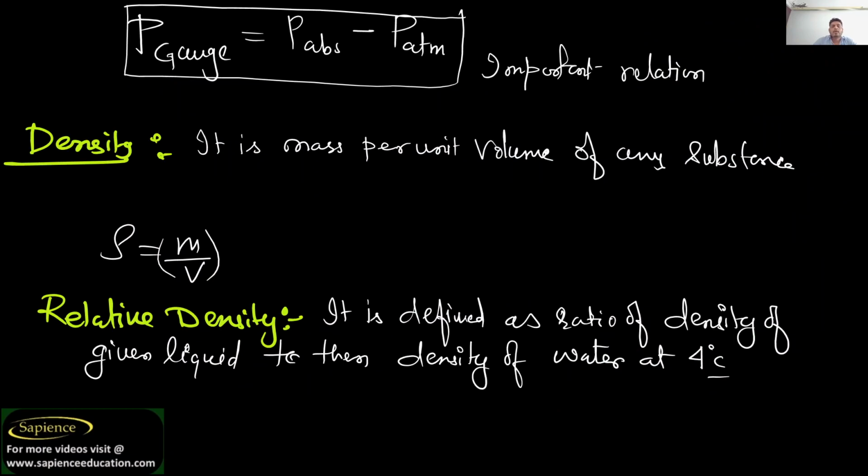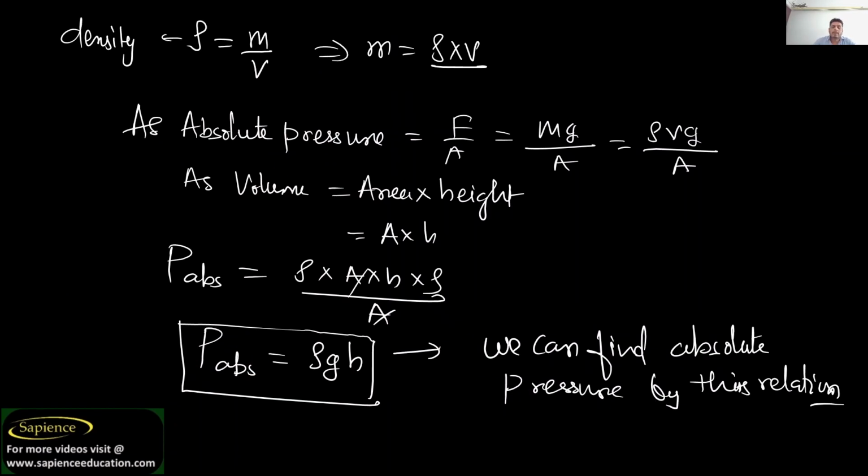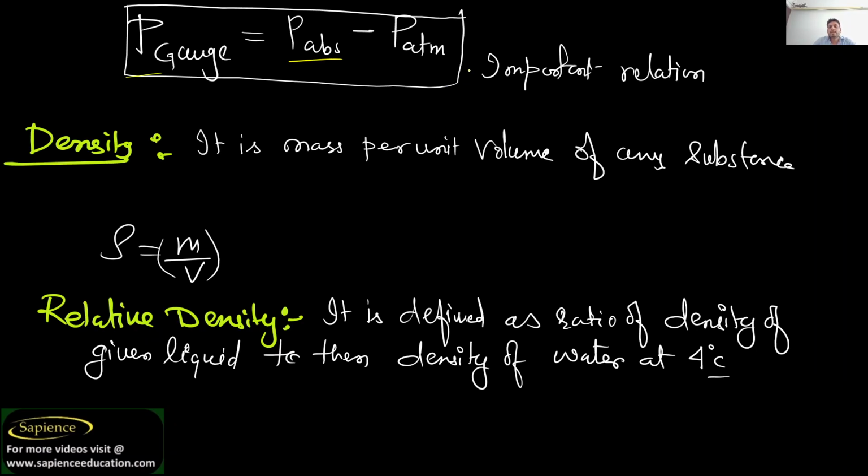Okay. Now gauge pressure. If you want gauge pressure, you just subtract atmospheric pressure from the absolute pressure you have just found. So this is a very important relation.